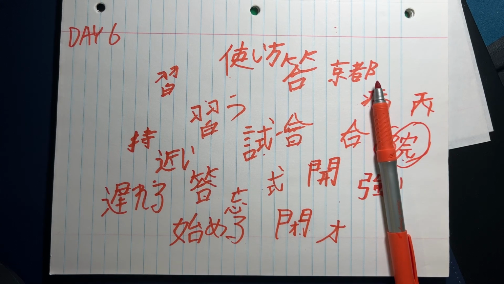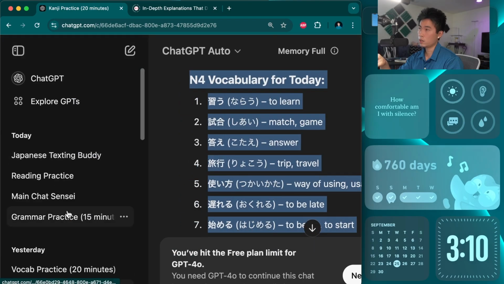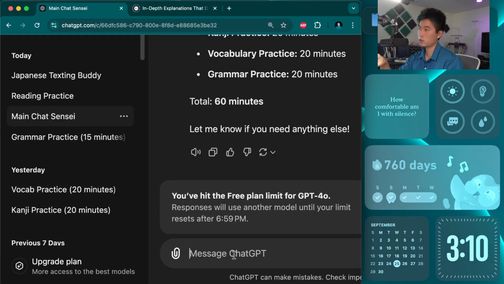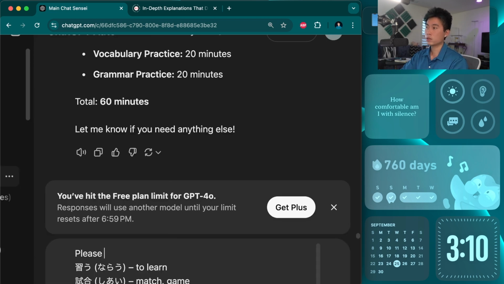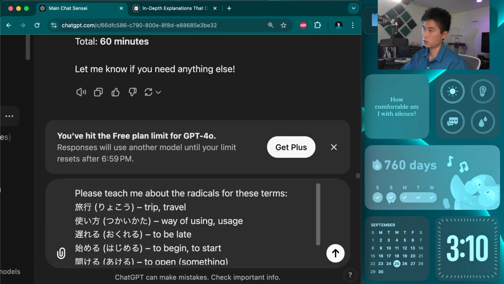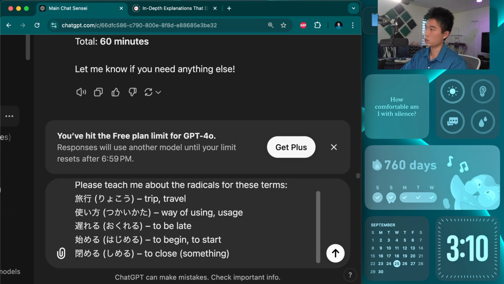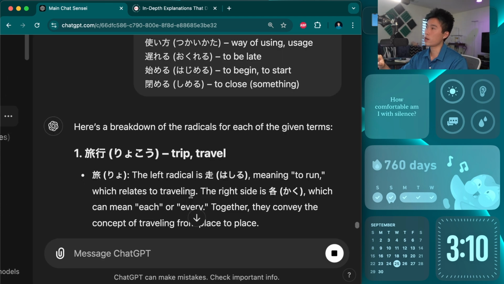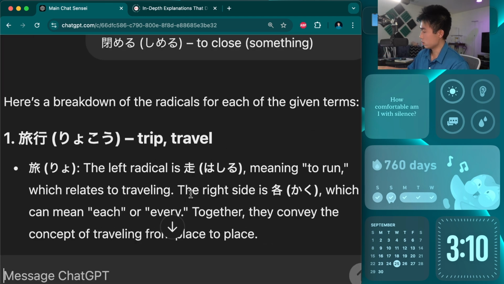We're not going to be able to get it from this chat, so let's get it from a different chat. So let's highlight it and just go to main chat. And please teach me about the radicals for these terms. Okay, almost there. All right, here's the breakdown for the radicals. Ryoko, that's one that we didn't write. Sort of looks like kata on the left side with the gun thing, and then I have no idea what that thing is. And iku.